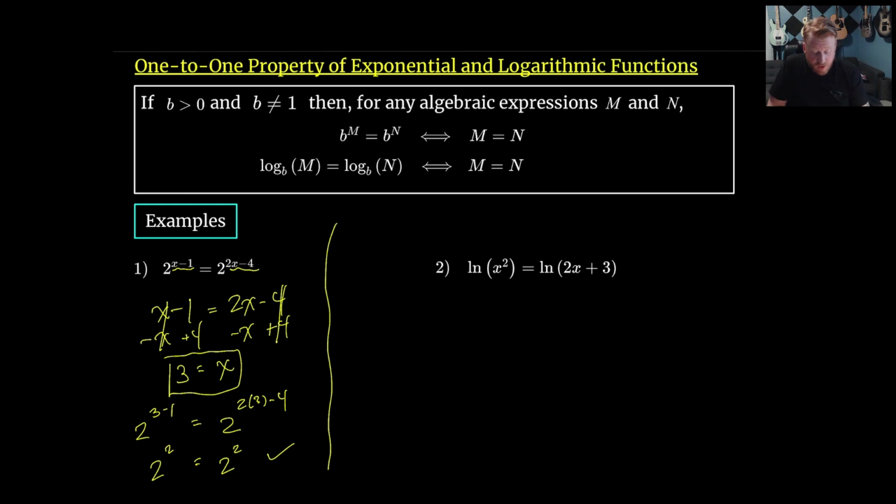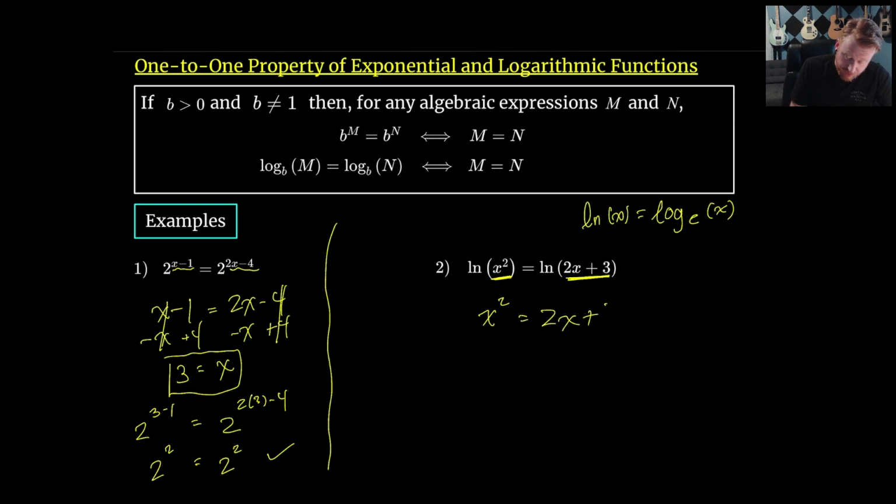And this next one here, we have the natural log of x squared is equal to the natural log of 2x plus 3. Since those are the same base, the natural log, remember, natural log of x means log base e of x. It's just a different notation. This is saying that the natural log of x squared is equal to the natural log of 2x plus 3. Well, that means that x squared must be equal to 2x plus 3. And now we have something that we can try and solve for here.